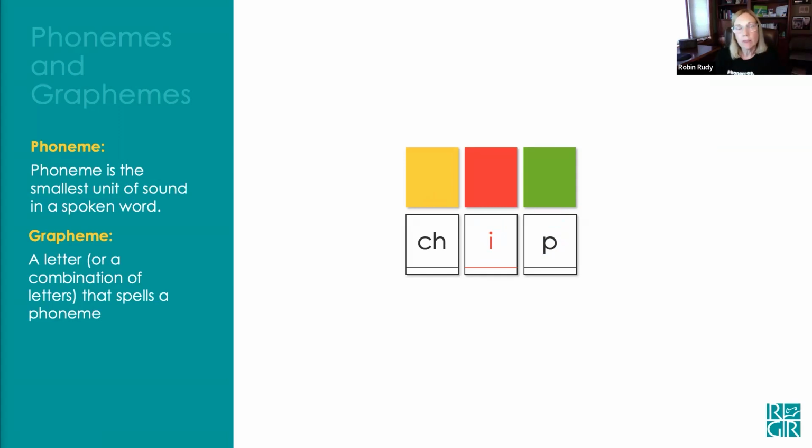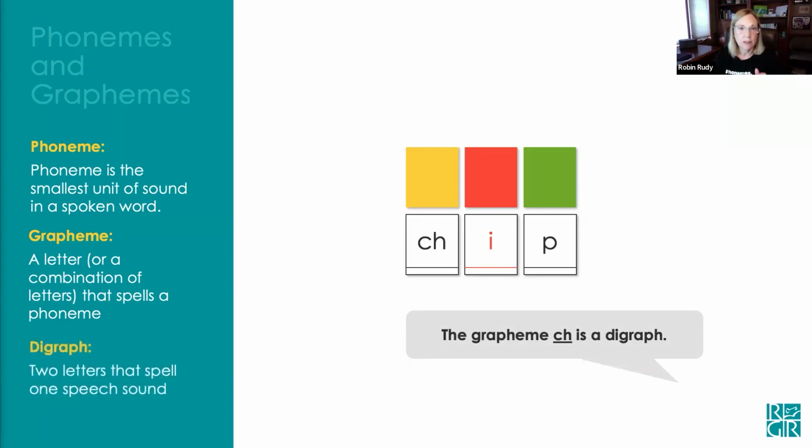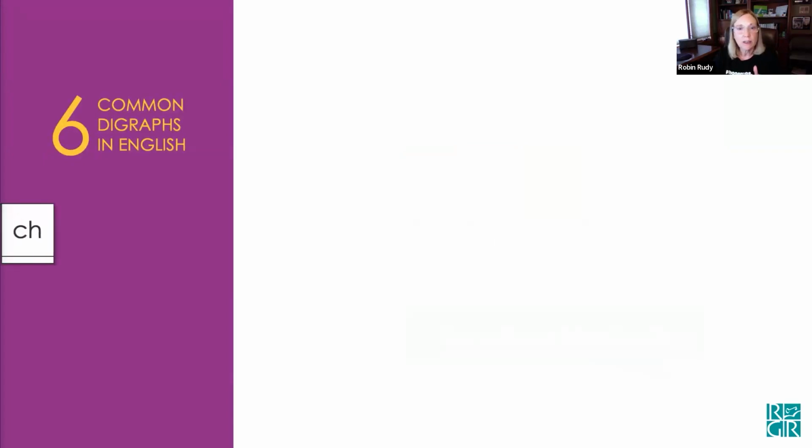So here's how I would say this to my students. The first phoneme in chip is ch. We spell ch with the grapheme ch. And to push it a little further, the grapheme ch is a digraph. And a digraph is 2 letters together that spell one speech sound. So we're getting very explicit with the language that we use to teach our kids. Now, there are 6 common digraphs in English.